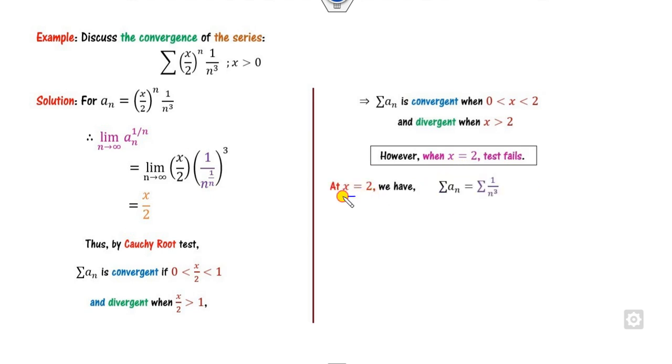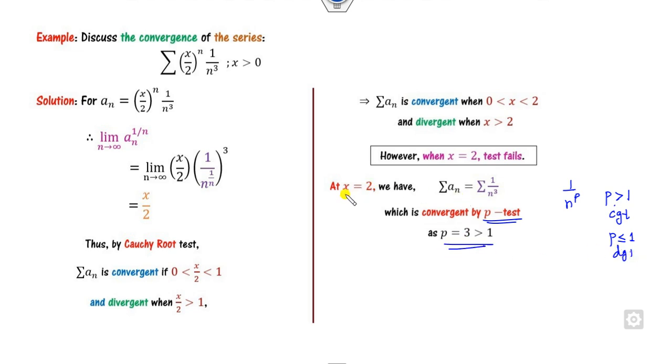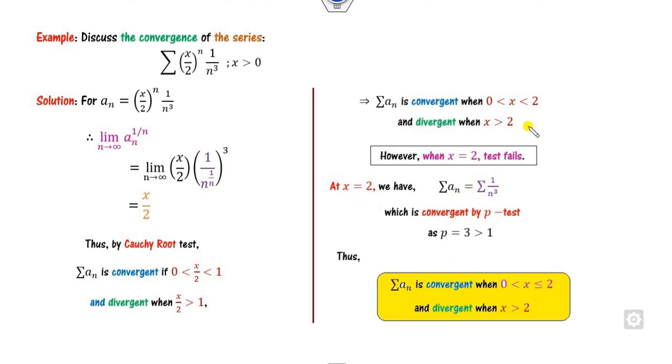So what will happen at x equal to 2? If we substitute x equal to 2 here, this will be 1. So can you see which one that is? This is a convergent series by using the p-test, because the p-test is 1 over n raised to power p. When p is greater than 1, it's convergent. Otherwise, whenever p is less than or equal to 1, it's divergent. So you can see x equal to 2 is convergent, so we can substitute here. It will be convergent.